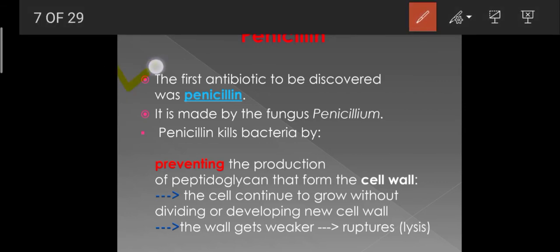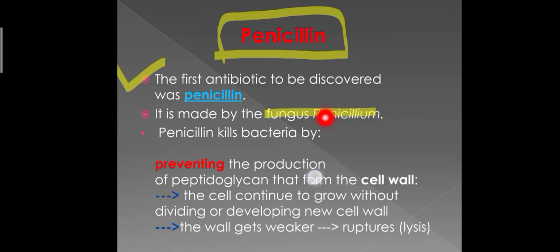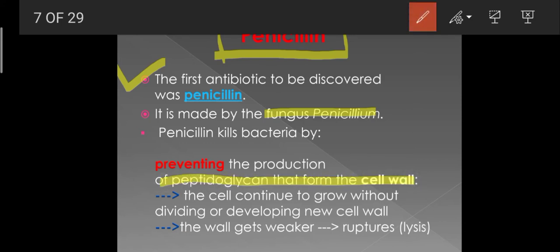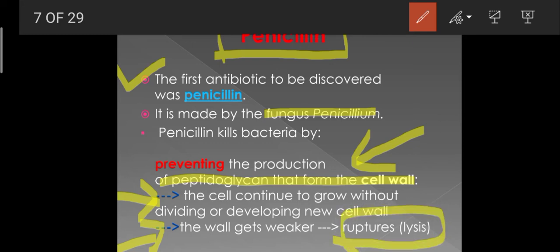The first antibiotic which was discovered is penicillin. It is made by the fungus Penicillium and penicillin also kills bacteria by preventing the production of peptidoglycan that forms the cell wall. As we know, the cell wall of the bacteria is made up of peptidoglycan and penicillin kills the bacteria by preventing the production of peptidoglycan and then the cell continues to grow without dividing or developing a new cell wall, or the wall gets weaker and it ruptures, which is known as lysis. So these are the two ways in which penicillin kills the bacteria.